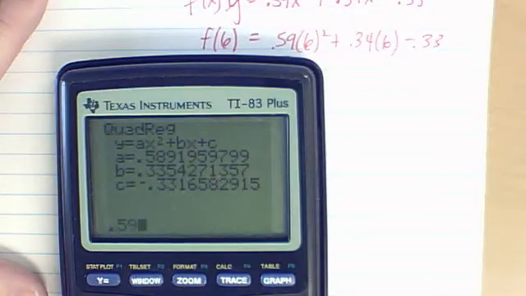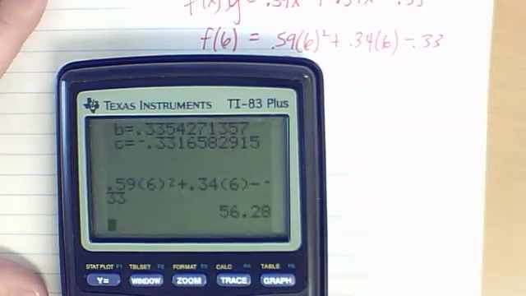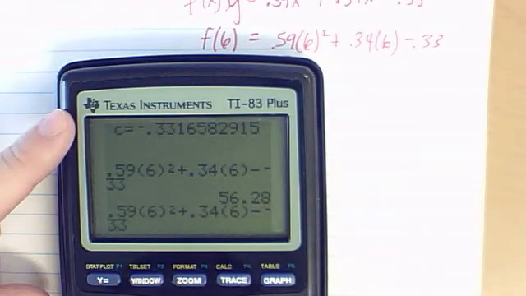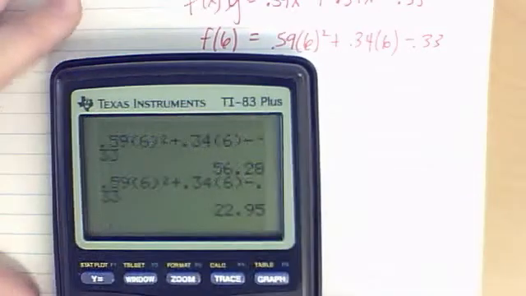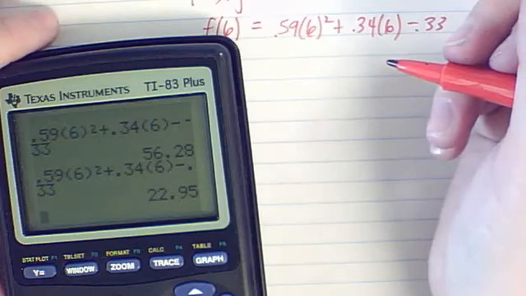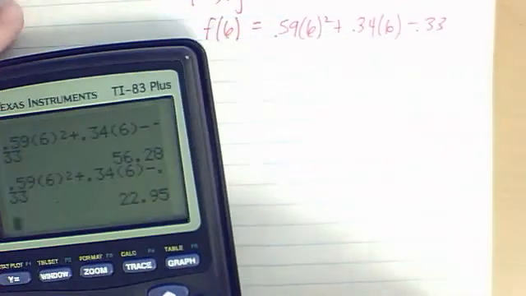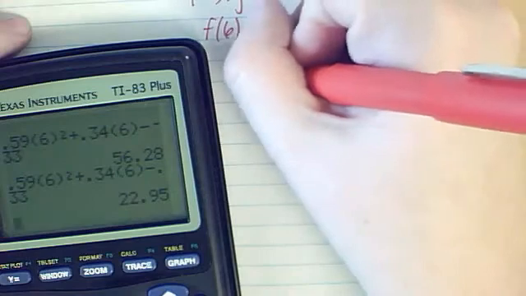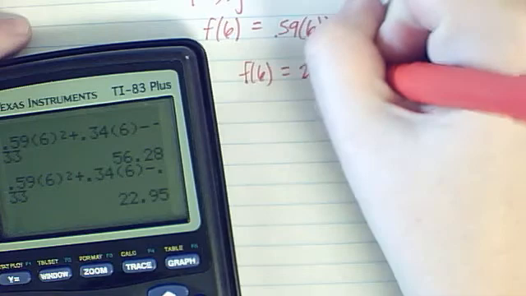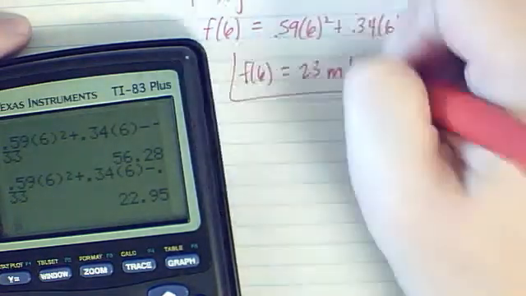I have 0.59 times 6 squared plus 0.34 times 6 minus 0.33. And I get, oh man, I messed up somewhere. I put a negative, there we go. I get 22.95. So, when the wavelength is 6, it has a wave speed of 23 meters per second. So f of 6 is 23 meters per second. Alright, and there's our answer on that one.